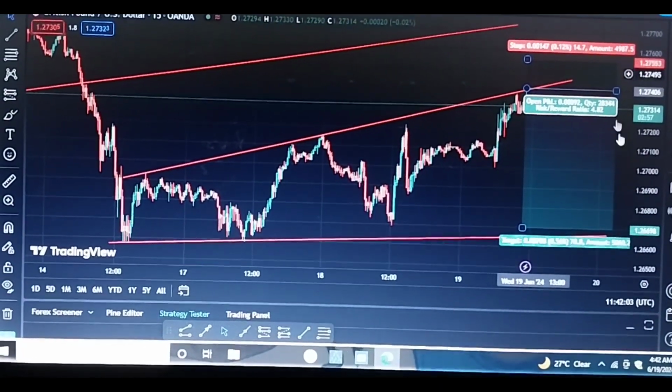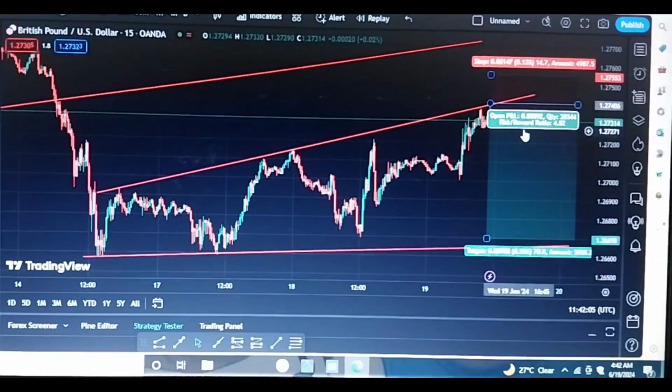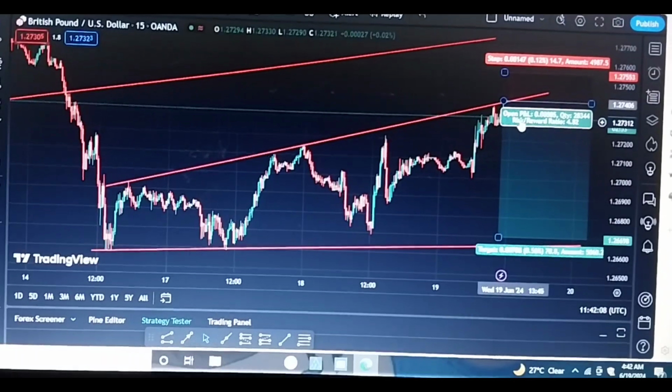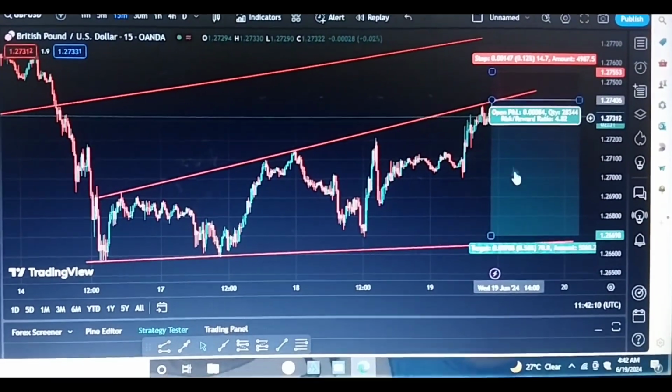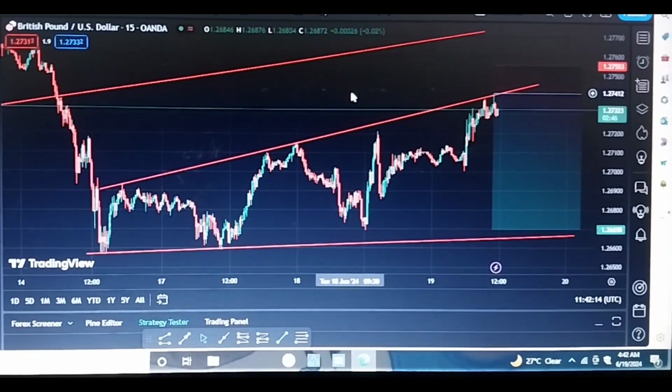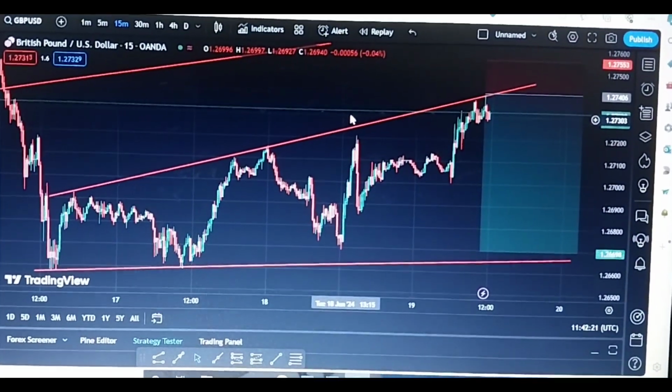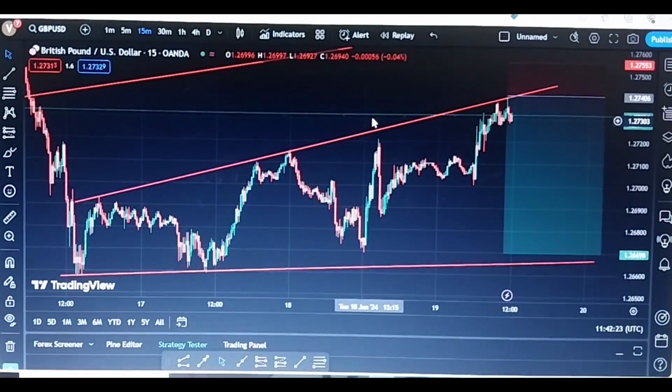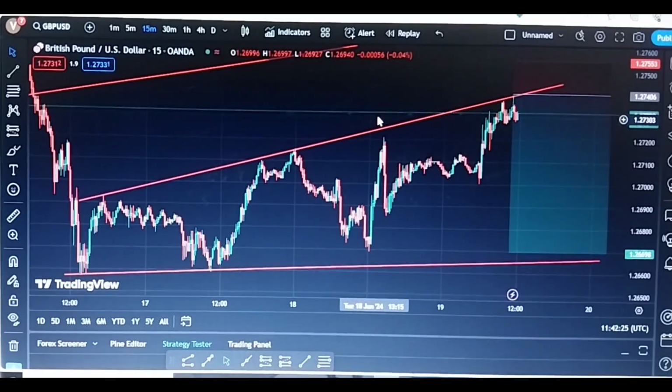If I'm risking, let's say $100 on this trade, or let's say $140 on this trade, I'll be making about $70 on this trade. That is how it is. Very, very, very much simple to understand. So it's as simple as that.